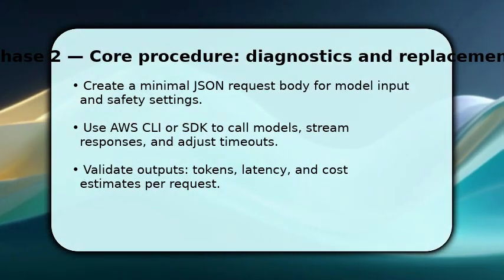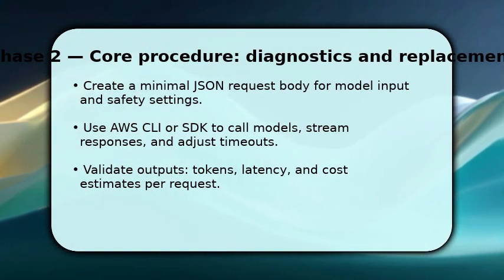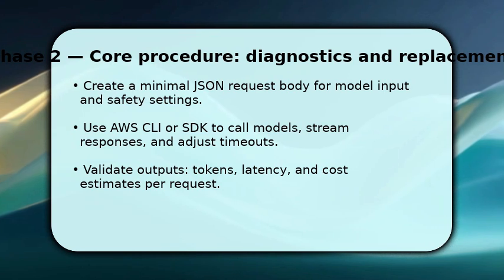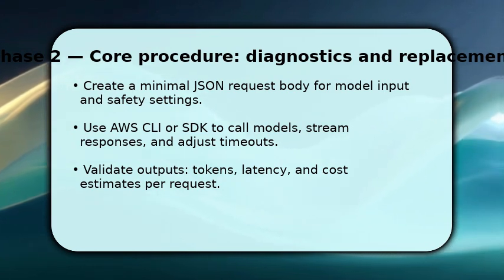You now build a minimal JSON payload with input text, desired model, and safety settings. This reduces variables for testing.